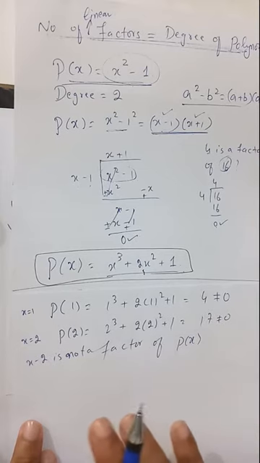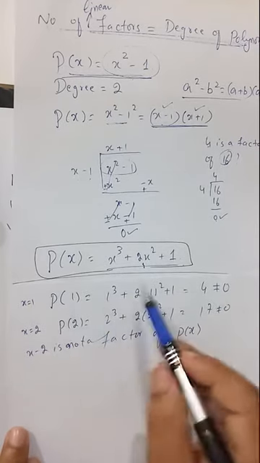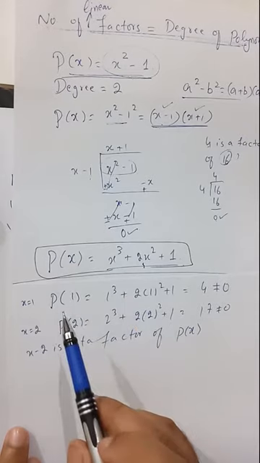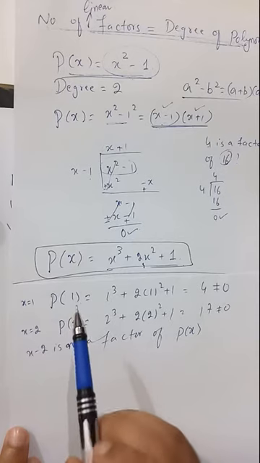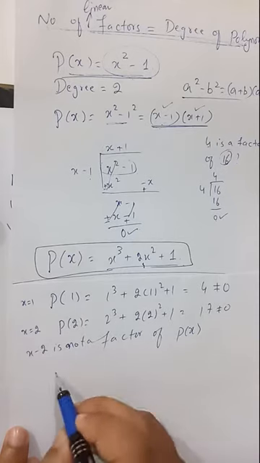So you see that you can put different values to check on which value the polynomial gives us 0. On that value, x minus that value will be your factor. It will be your linear factor.